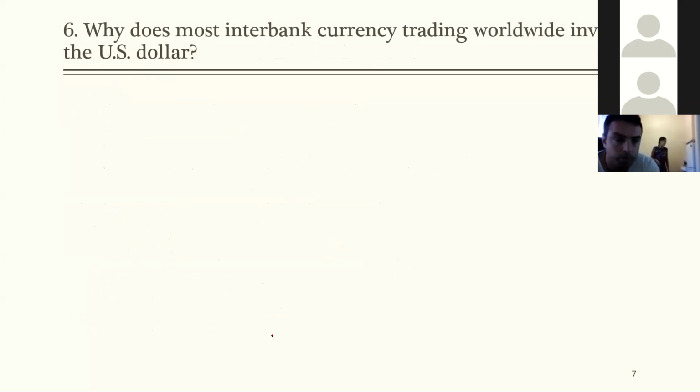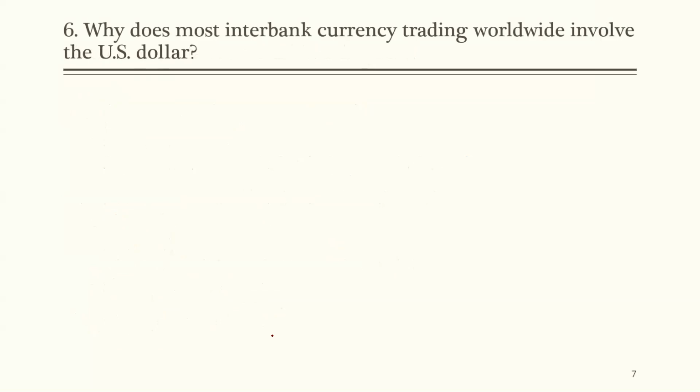Okay, let's go to question 6, which is the first question in chapter 5. So the question here is, why does most interbank currency trading worldwide involve the USD? Okay. USD is the reserve currency of the world. Exactly, right, spot on. So the USD is one of the most popular currencies in the world.